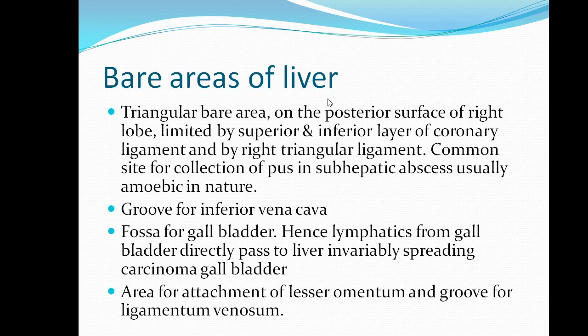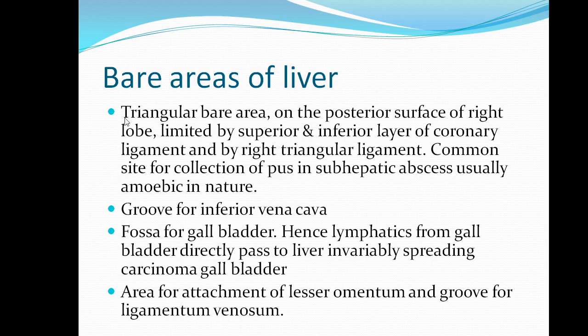Now the bare areas of the liver. There are four bare areas. The main bare area is the triangular bare area on the posterior surface of the right lobe. It is limited by the superior and inferior layers of the coronary ligament and by the right triangular ligament. It is the common site of collection of the pus in the subhepatic abscess, which is usually amoebic in nature.